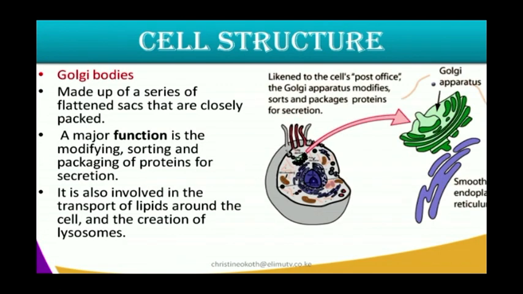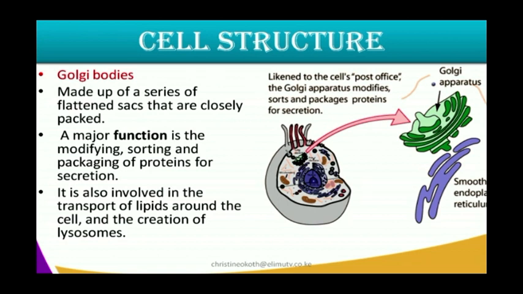Then another structure found in the cell is what we call the Golgi bodies or the Golgi apparatus. These are made of a series of flattened sacs that are closely packed. The major function is modifying, sorting and packaging of proteins for secretion. As we have looked at earlier, the function of ribosomes is to synthesize proteins. Now when these proteins are synthesized, they need to be packed, just like containers for a package. So the Golgi apparatus are the ones which pack the proteins which have been made.